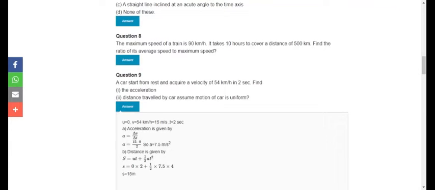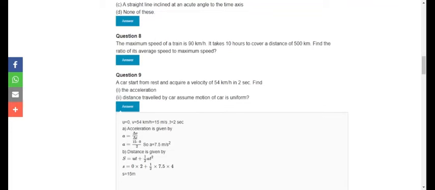in time. So the change in velocity is 15 meter per second, and the initial velocity was 0, so 15 minus 0, and the time starts from 0 and it takes 2 seconds, so the time is 2 seconds. So acceleration, on dividing 15 by 2, we get 7.5 meter per second square. This is the first part of the answer, and the second part is the distance the car travels, assuming that the motion is uniform.